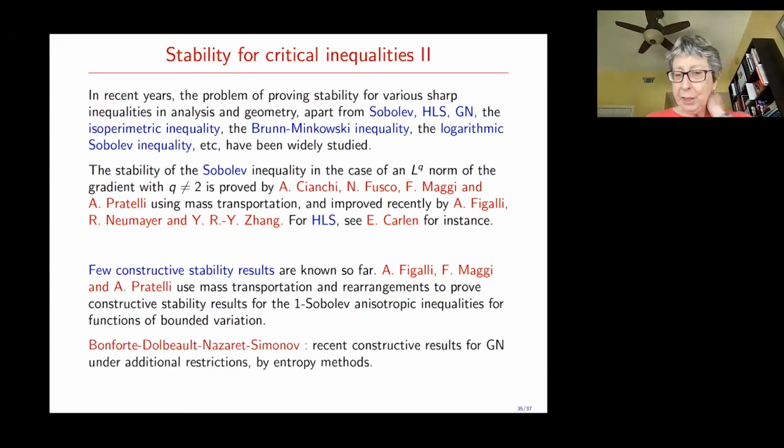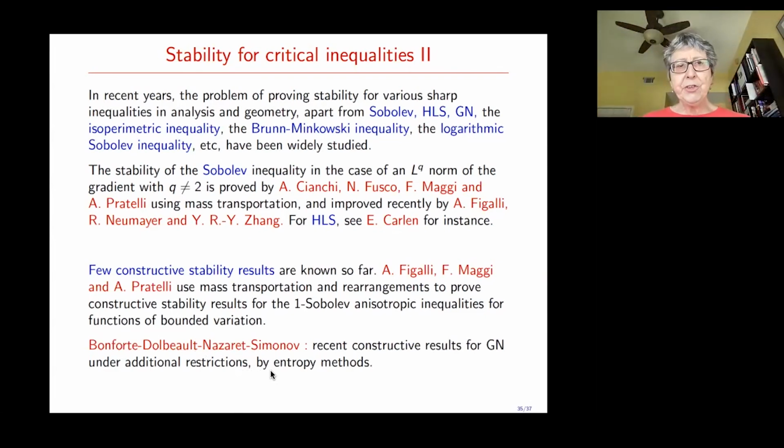And also there is a very recent result, from last year, by Bonforte, Dolbeault, Nazaret, and Simonov, where they study Gagliardo-Nirenberg inequalities and Sobolev inequality, with additional restrictions, by entropy methods. I mean, it's a partial result, but it's the first constructive result of proof by stability to have really the exact value of the best constant. So they have a lot of additional restrictions and hypotheses and all that. It's a 180 pages paper, quite difficult, but it's the first real result of this kind. Okay, so I would like to quote it, even if it's a little result in some sense, but it's the first one, so it's important.